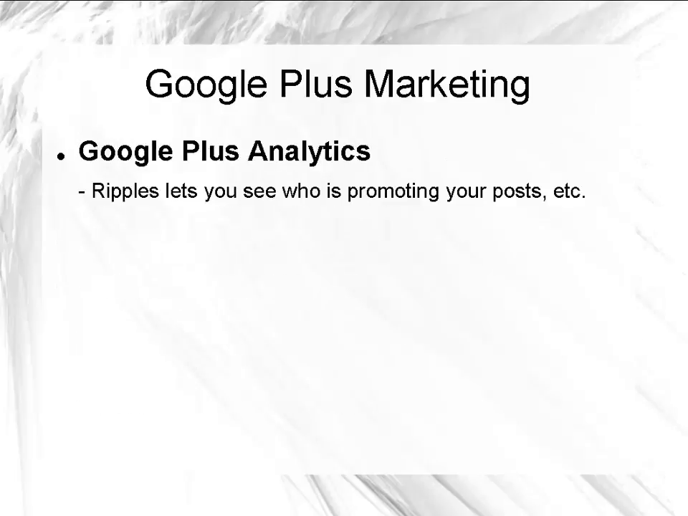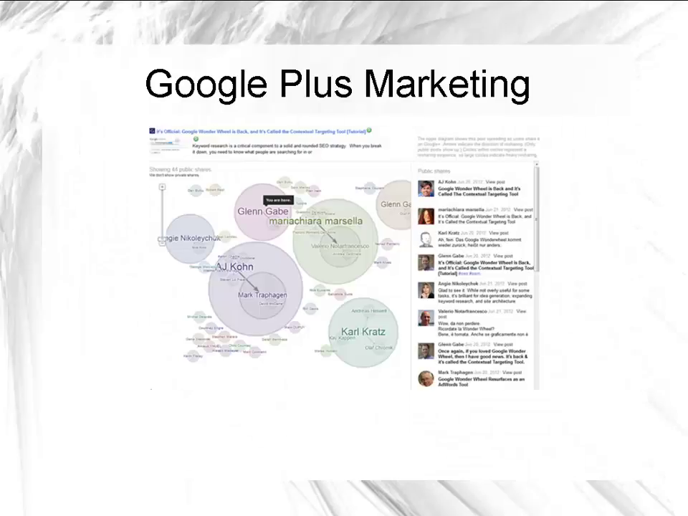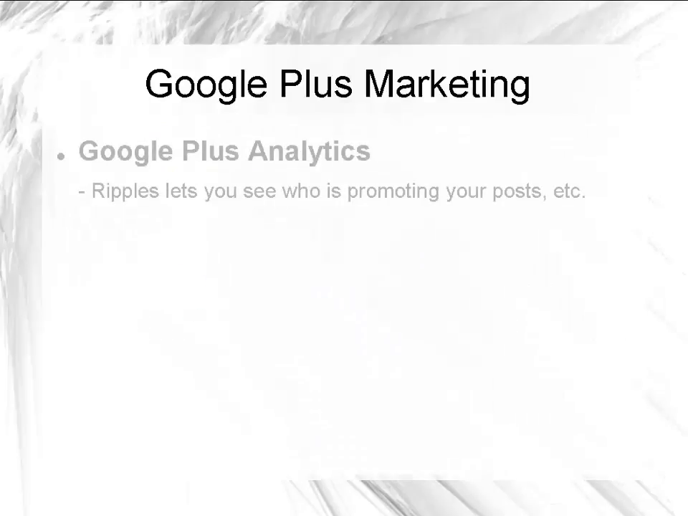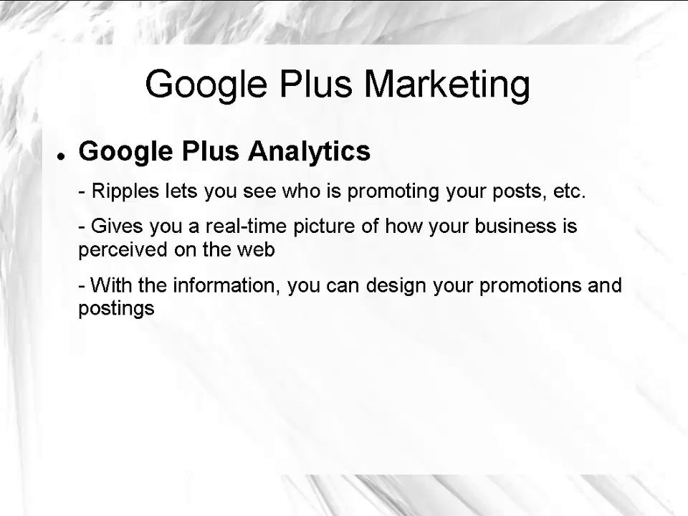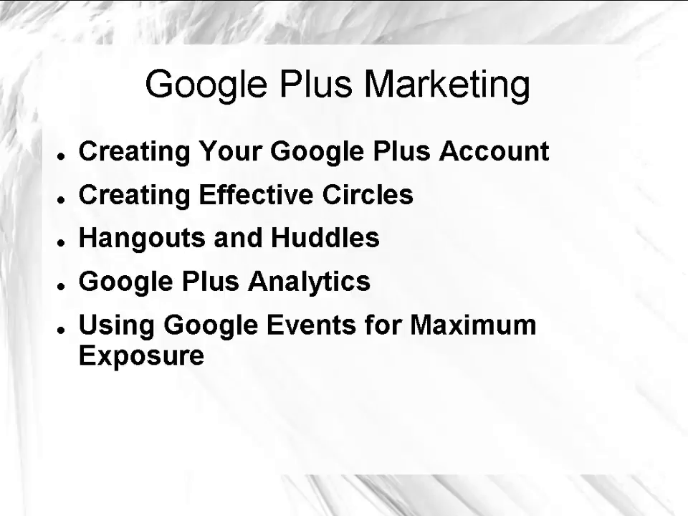Google Plus Analytics. Another free feature, called Ripples, lets you see exactly who is promoting your posts, where they are promoting them, how many people they have in their circles, and what other people are doing with your posts once they receive them, giving you an actual real-time picture of how your business is being perceived on the web. Armed with this critical information, you can design your promotions and postings to follow the most profitable and popular paths.